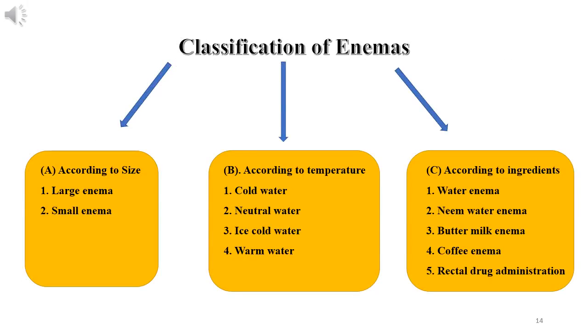Now we will discuss classification of enemas. There are three types of enemas: based on size, based on temperature, or based on ingredient. If a large quantity of enema is used, it is called large enema. If a small quantity is used, it is called small enema. According to temperature, they are cold water, neutral water, ice cold water, and warm water. Based on ingredient, there are water enema, neem water enema, buttermilk enema, coffee enema, and rectal drug administration enema.